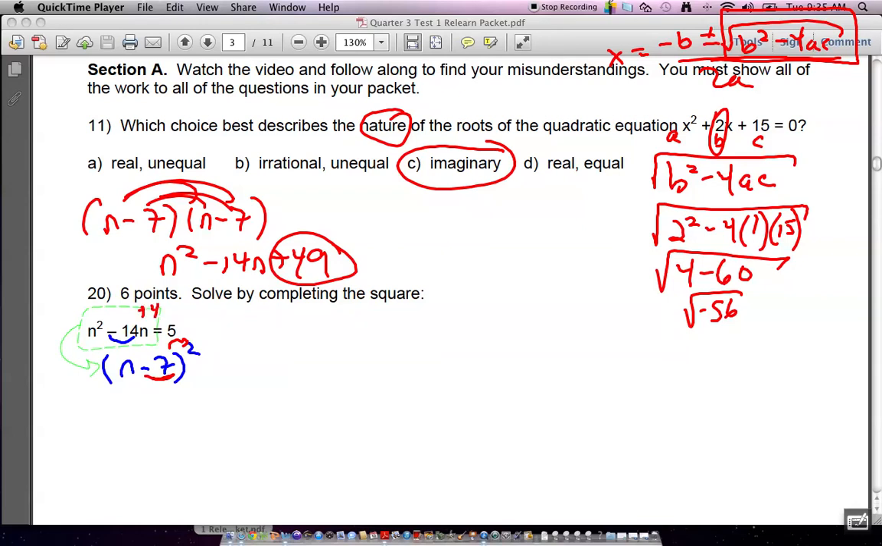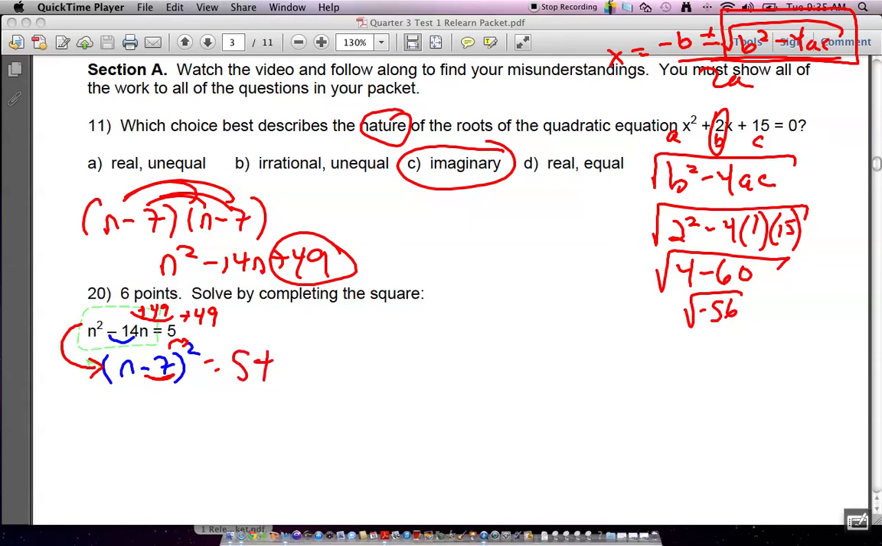It's plus 49. So in order to make this true, that indeed n squared minus 14n is going to equal this, I need to add the 49. But if I add 49 to the left, I need to add it to the right. So now, because I added the 49 on the left, I can say n squared minus 14n plus 49 is n minus 7 squared. And on the right side, I get 5 plus 49, which is 54.